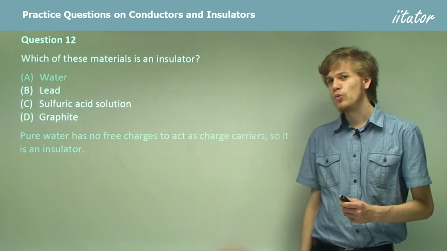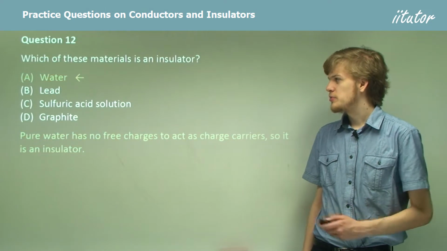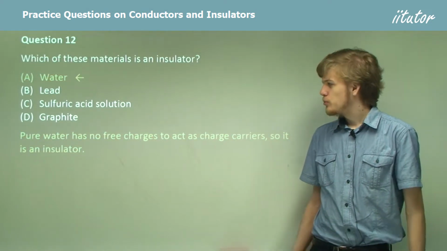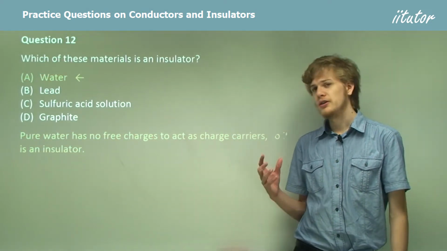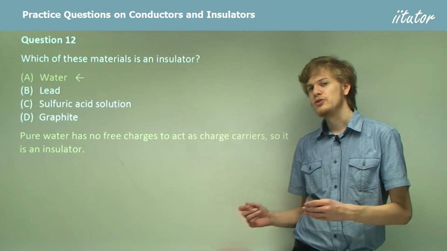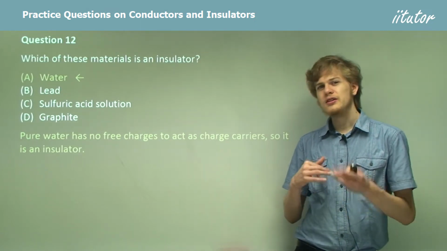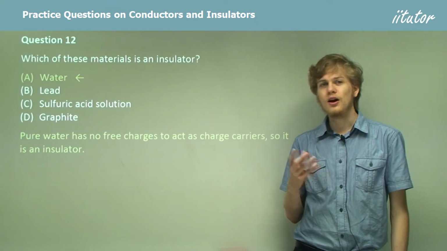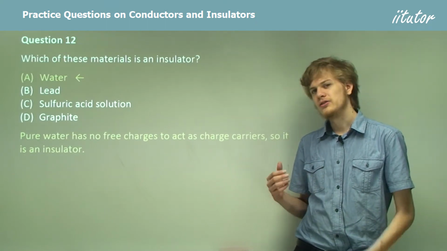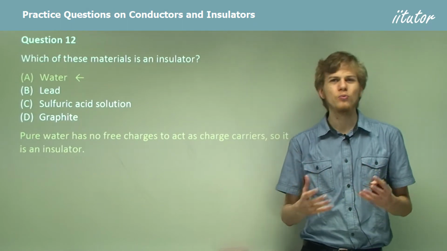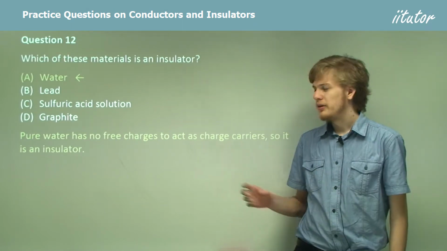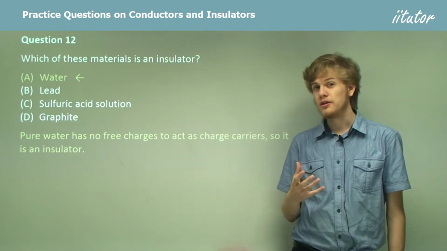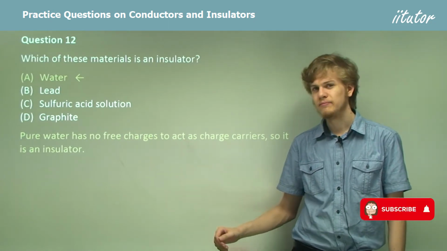The last option then is water. So this must be the correct answer. Pure water does not have any free charges to act as charge carriers, so it's an insulator. Technically, it is very weakly conductive. It does have a few hydrogen and hydroxide ions. It's sort of like water being dissolved in water. But out of all these, it's certainly the least conductive, and so it's the most like an insulator.